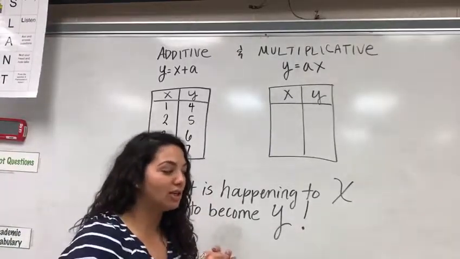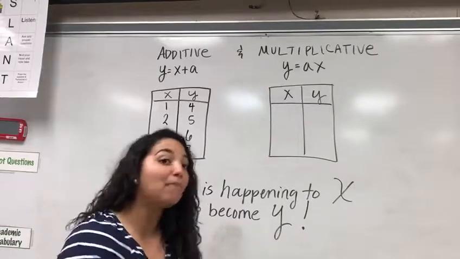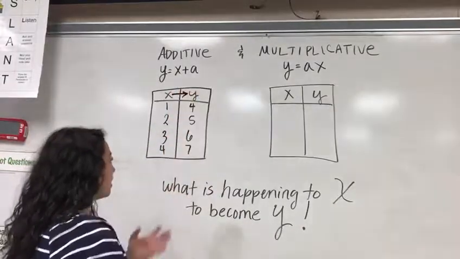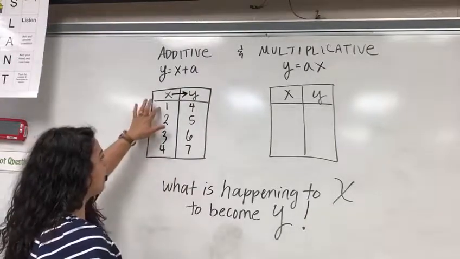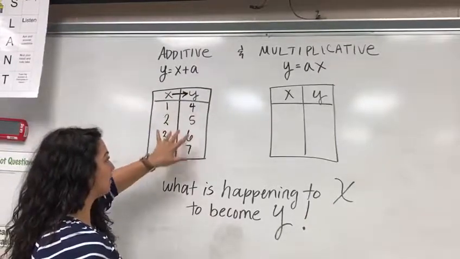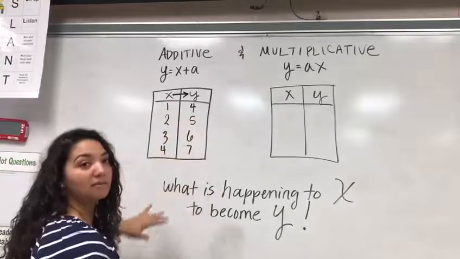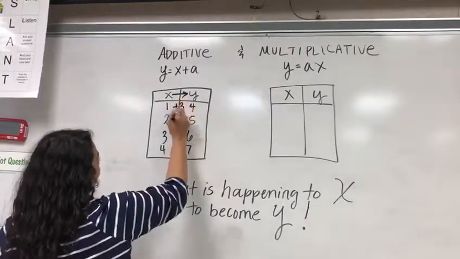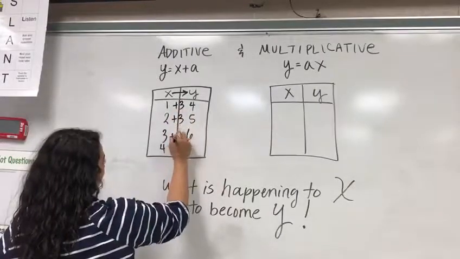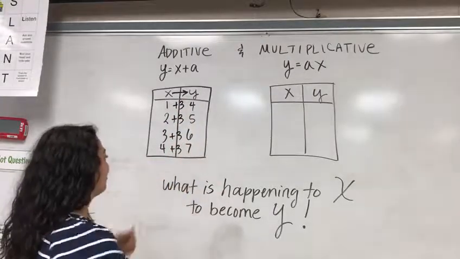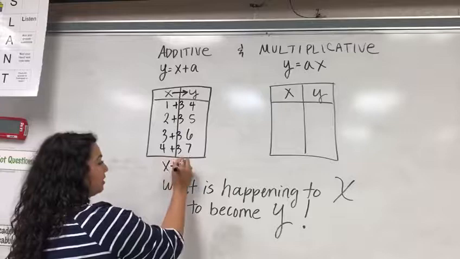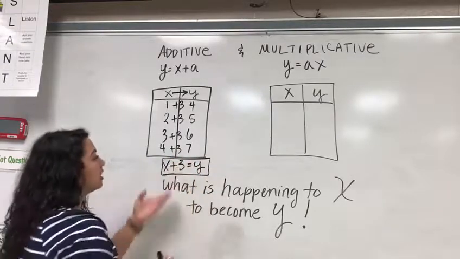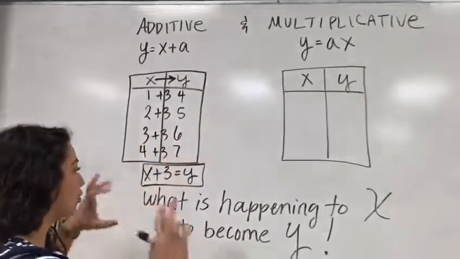But what it actually needs to be is the formula, right? What's happening for x to become y? That's what we have to think. Every time x goes into y, there's something happening, and you can see it. We're adding 3, we're adding 3, we're adding 3. So for every x, you add 3 and it equals y. This is the equation that represents what's happening here. This is the formula or the rule.